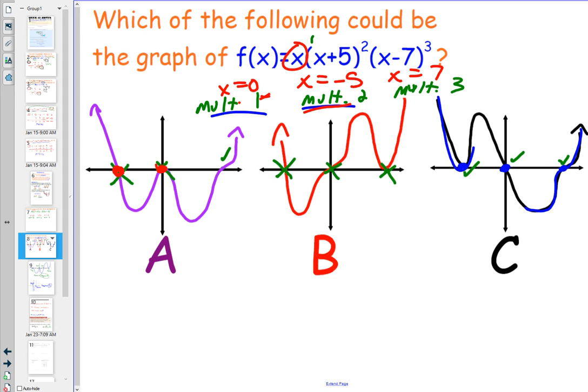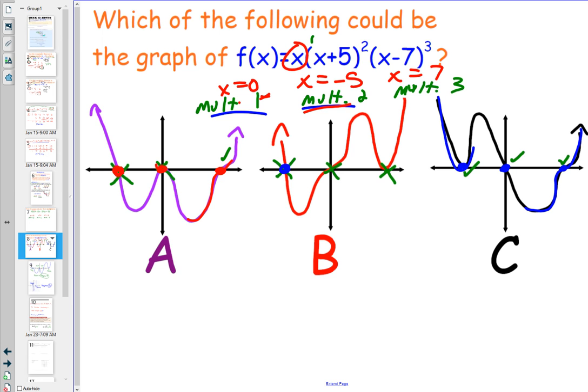And the last one is actually fine. This one here would have been the 7. It's cool. It's going through. It's also flattening out a little bit, but the other two filled it for everybody. How about B? This one here, on this sketch, that would have been a negative 5. What's wrong there?